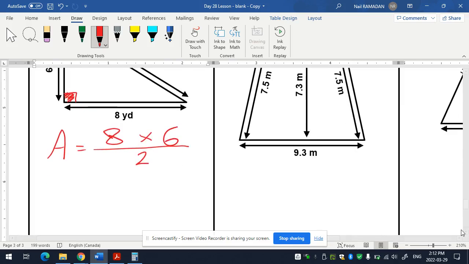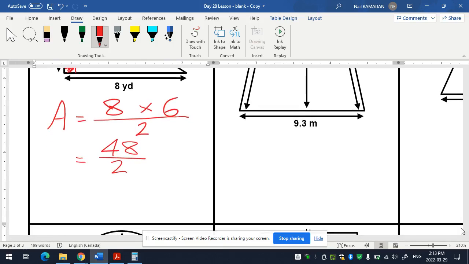All right. What's 8 times 6? Anyone? I know it because I know the multiplication table. Come on. 48 divided by 2. How much is half of 48? 24. And what's the unit of area here? It's in yards, but it has to be with a power of 2. Okay.